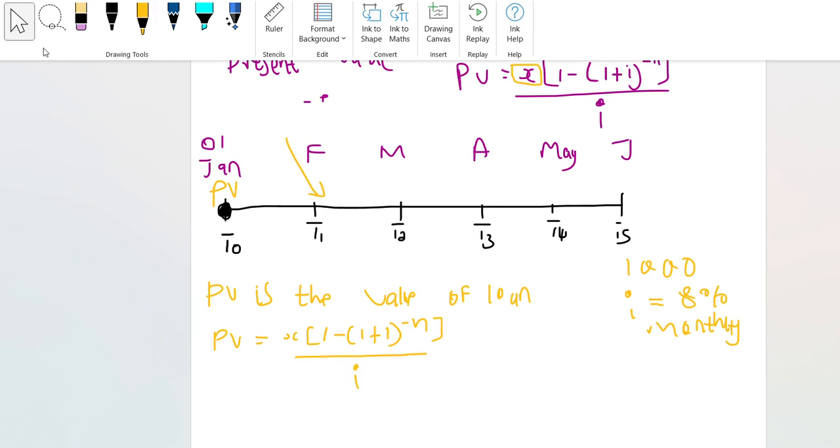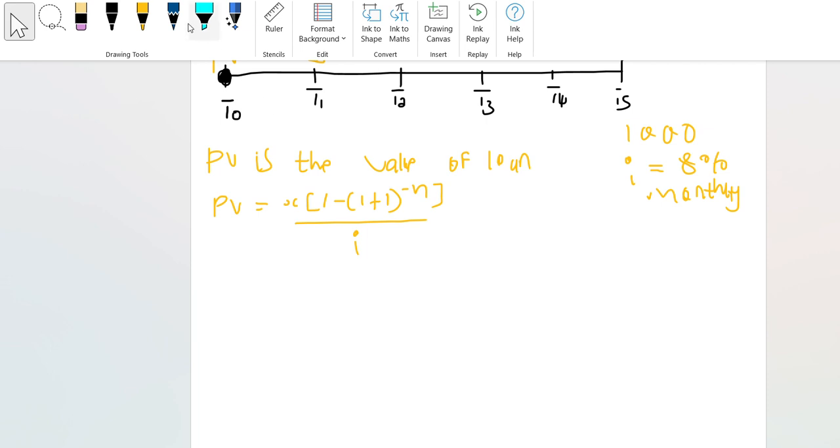Now I told you that it's easy to modify a formula before you actually substitute inside of it, right? If I multiply both sides by i, I'm going to have PV times the interest rate, and then I divide by the bracket, 1 minus (1 plus the interest rate) to the power of negative n, and that will be equal to x. So what is my present value? The present value is the value of the loan, right?